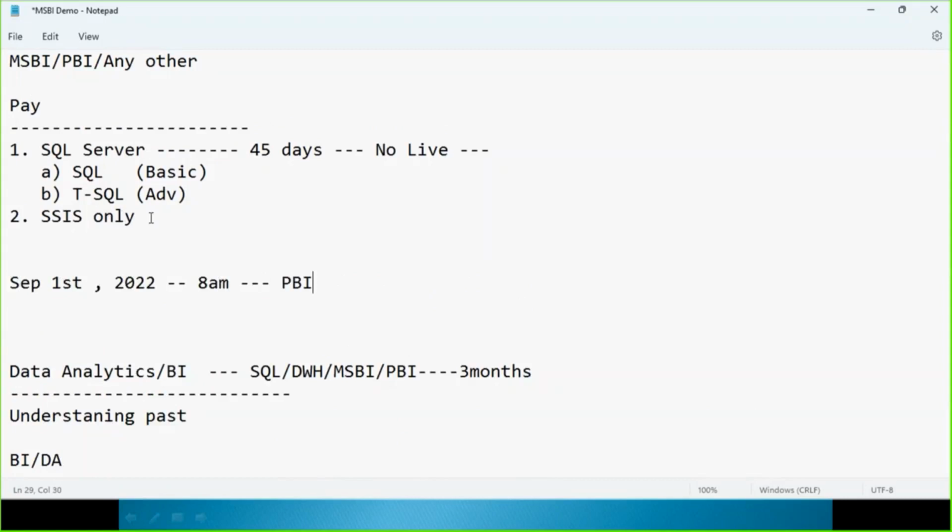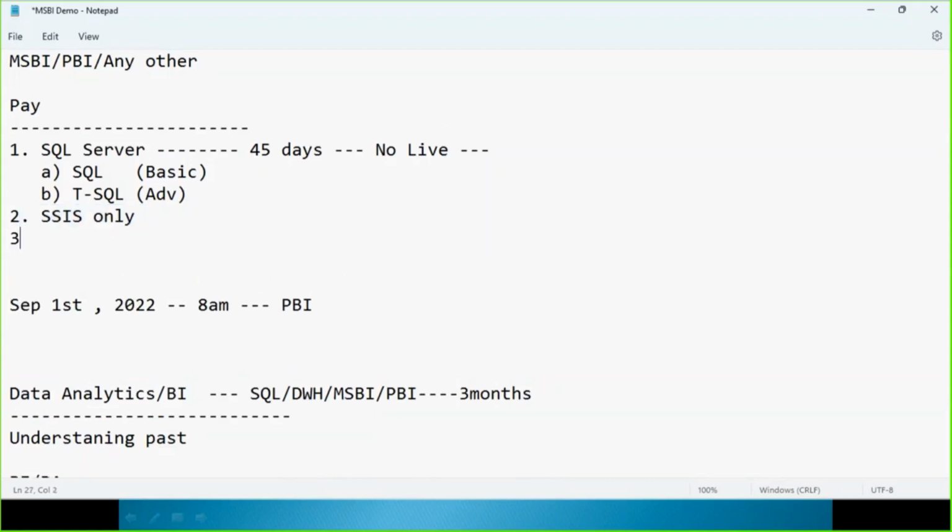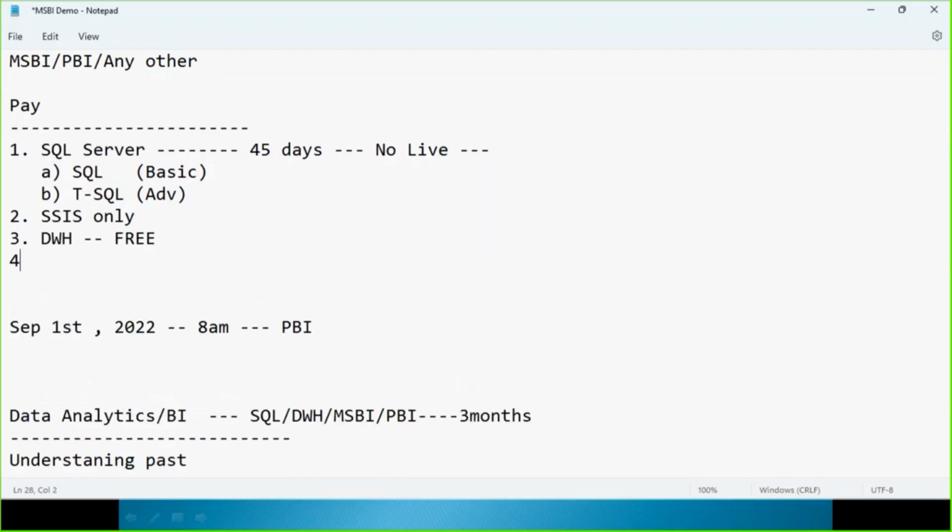Once you complete SSIS, then they will take data warehouse. This will be for free. Okay, this will be for free, and we will also give you SSAS, that is also for free.